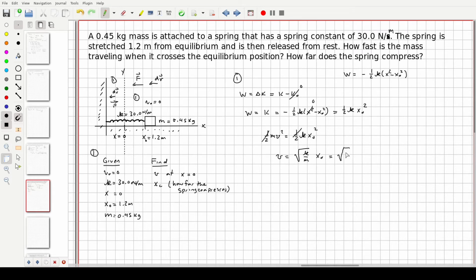So our spring constant is 30.0 newtons per meter. The mass is 0.45 kilograms. And we're starting at 1.2 meters, which means, let's see, 30 divided by 0.45, square root of that, times 1.2. I get 9.7979 meters per second. Keeping to the sig figs we have, which is 2, this would be about 9.8 meters per second.